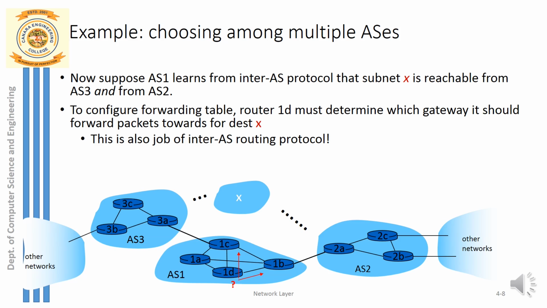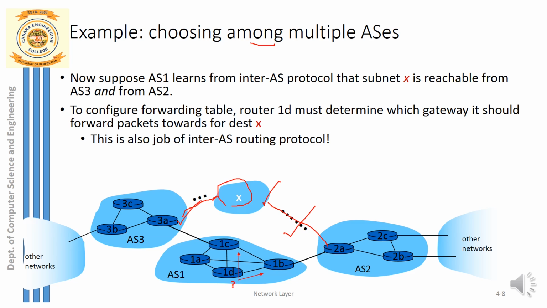Now you can see here, suppose I have multiple paths among the AS. What are those multiple paths? I have here the subnet X, which is actually connected to this AS3. Suppose I also have a link to AS2. What is the meaning of that? Suppose the subnet X is reachable from both AS3 and AS2. That means there is a link from the subnet X to AS2, and again there is a link from subnet X to AS3 via some router.